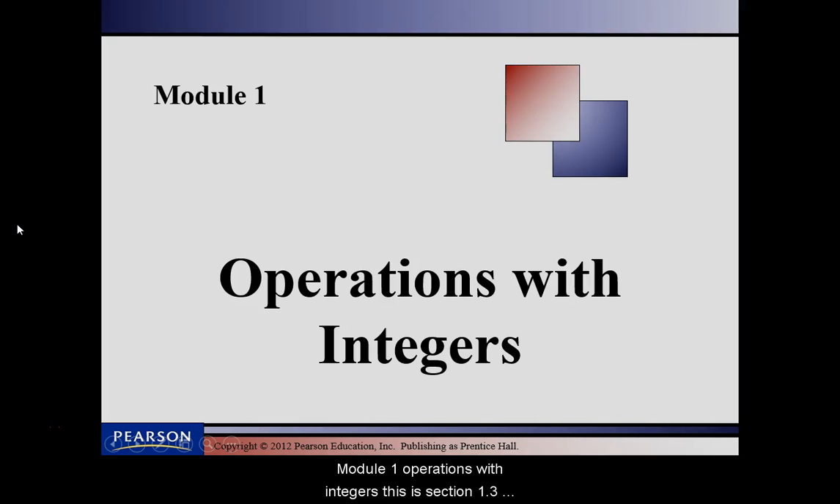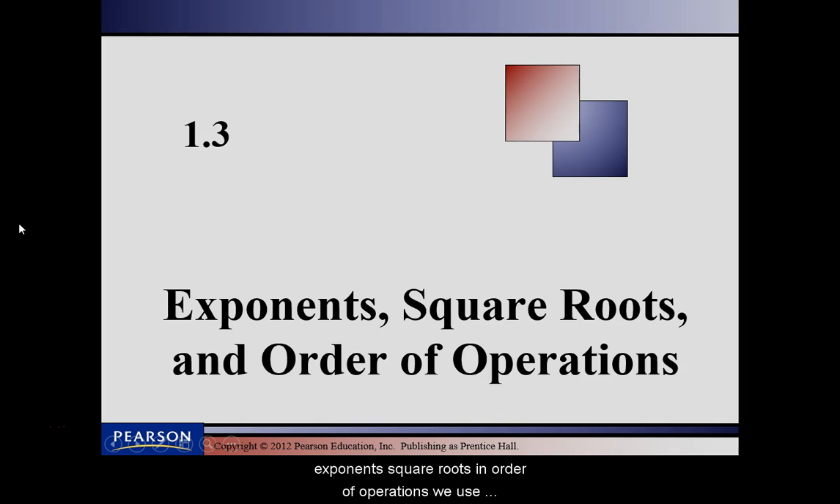Module 1, Operations with Integers. This is section 1.3, Exponents, Square Roots, and Order of Operations.